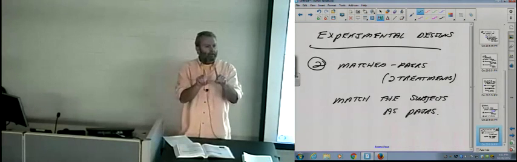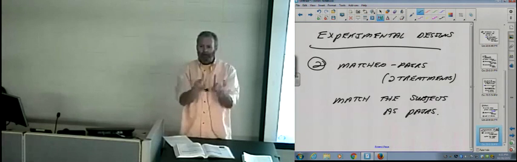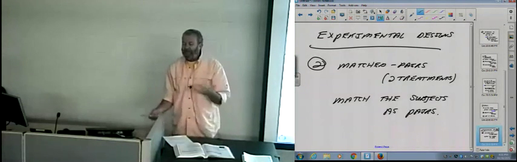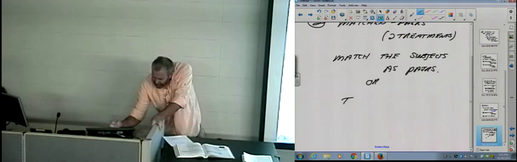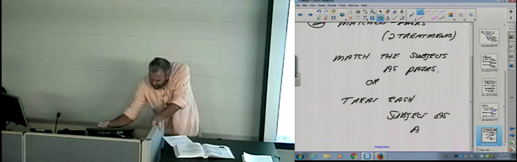Where's the comparative part come in? Well, I've got each pair. This one's getting one treatment, this one's getting the other, and I'm going to compare the treatment within those pairs. That's a matched pairs. If you don't match the subjects as pairs, or you treat each subject as a pair.